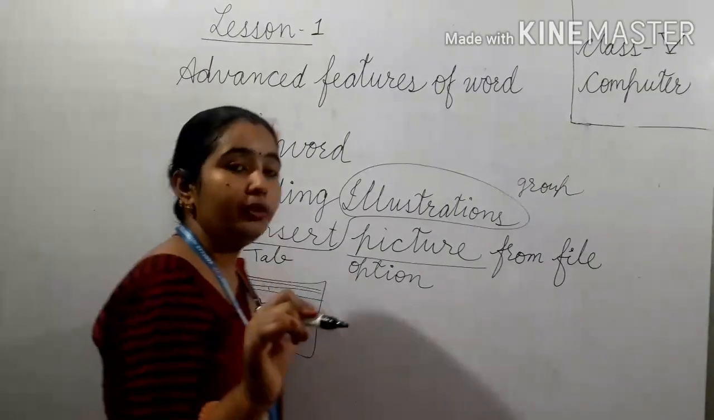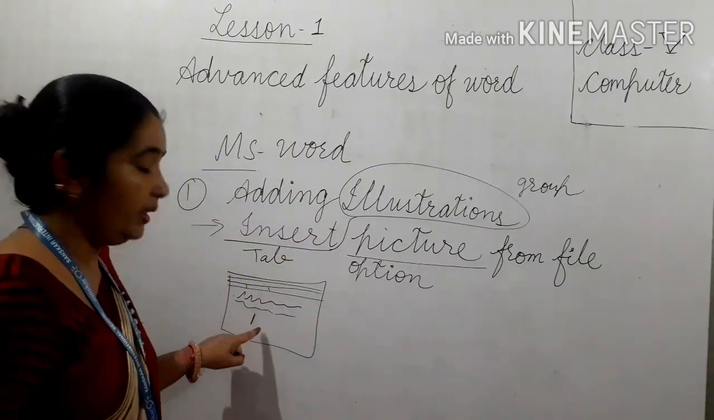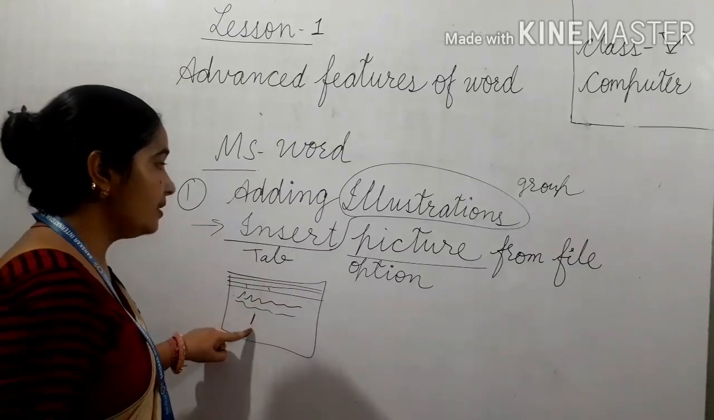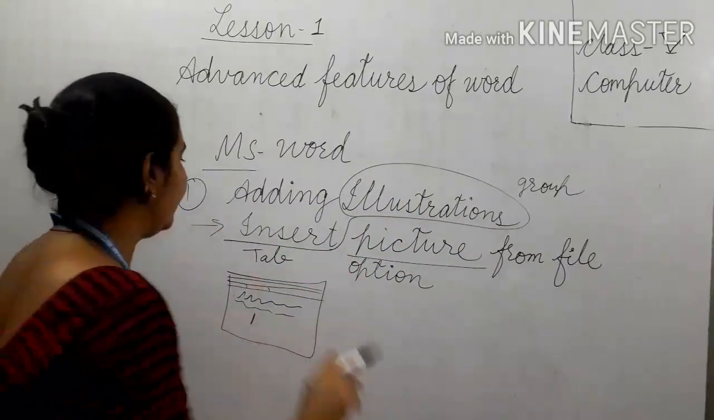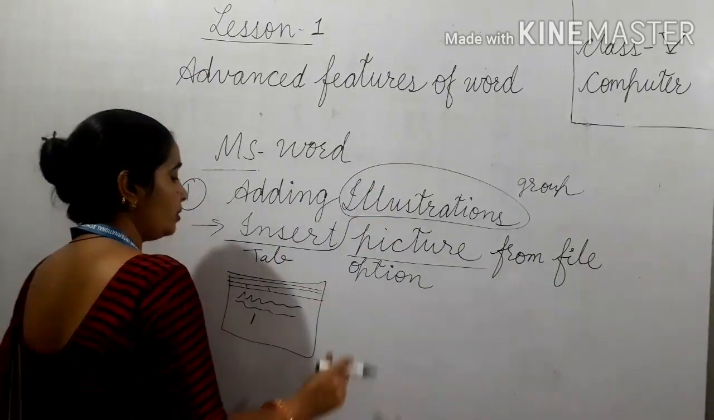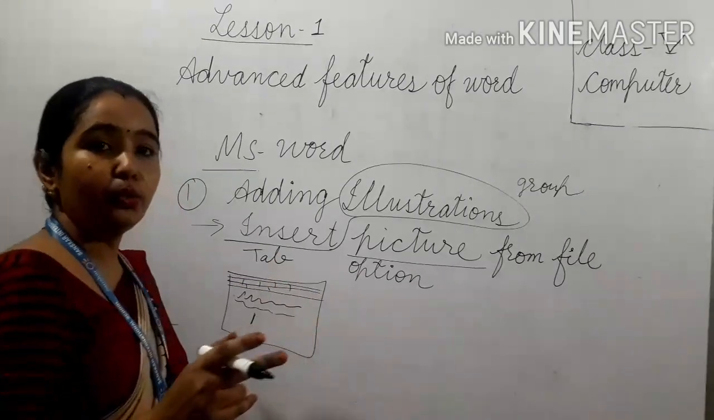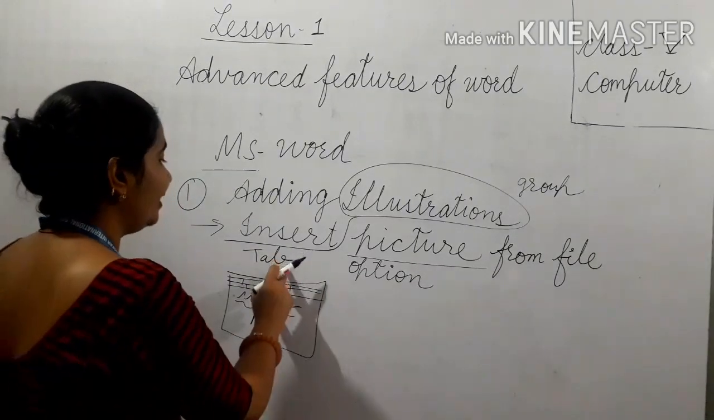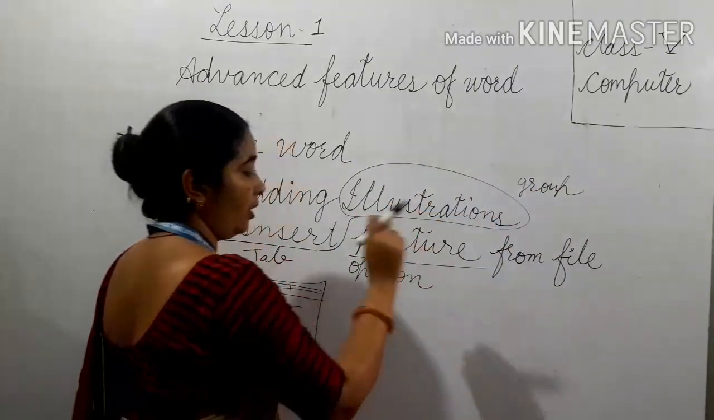So what I have to do first of all, I have to put my cursor over here in the document. After that, all these tasks I have to perform. That is, I have to click on the Insert tab. There are so many tabs on the top of the screen here. Home tab and number 2, Insert tab. So you will click on the Insert tab, Illustration group and Picture option.